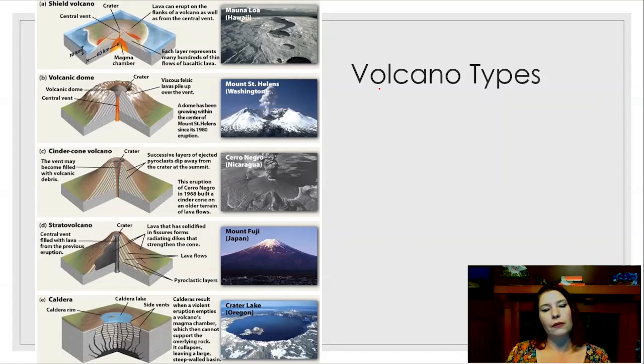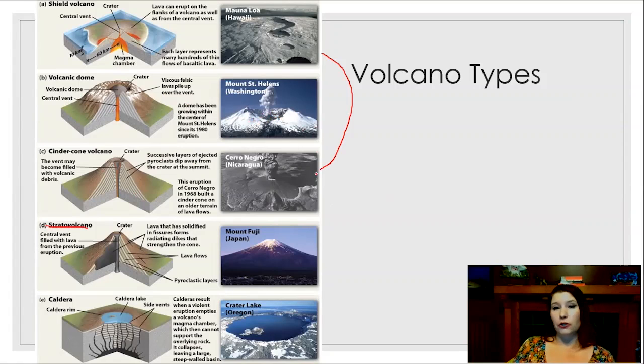Okay, so we'll just continue down the list here. If we have a really felsic, thick magma, we call that a volcanic dome. And so that's forming right now in Mount St. Helens. You can kind of see it here inside there. I can kind of show it a little bit with my pen.